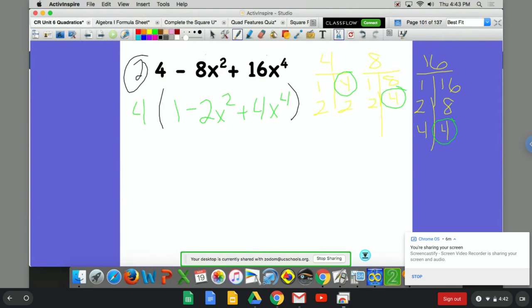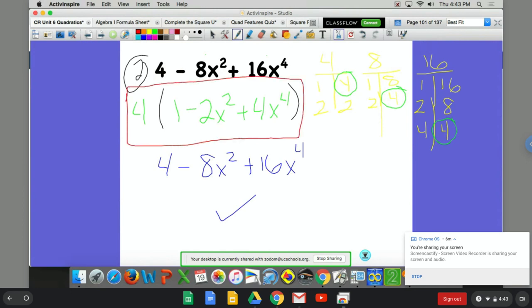Now, with these, can you also check them? And the answer is yes. So if you were to redistribute this back out, 4 times 1 is 4. 4 times negative 2x squared is going to give you negative 8x squared. And then 4 times positive 4x to the fourth is going to give you positive 16x to the fourth. So it checks. So therefore, our answer is right there.